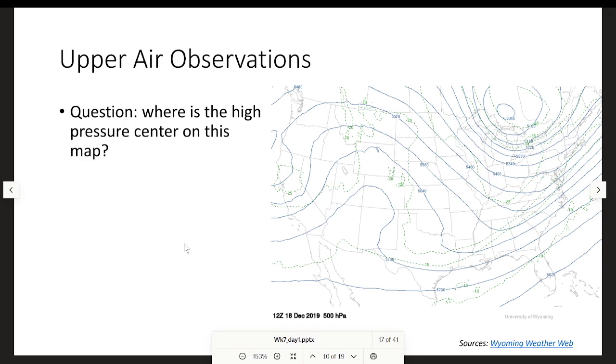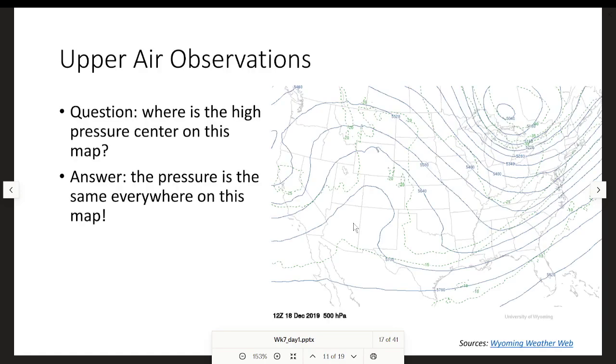So where's the high pressure center? I kind of pointed it out. I think it's over here. We'll find out. Oh, I got fooled. They tricked me. I was thinking about the surface. But yeah, trick question. The pressure is the same everywhere on this map.